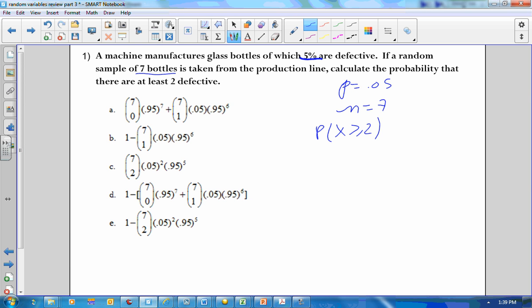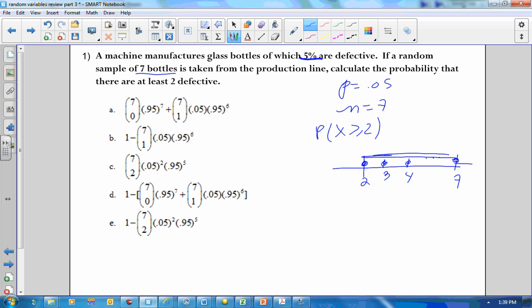Well, this looks like a binomial setting to me. There's 2 outcomes, defective or not defective. There's a fixed number of trials, n equals 7. Probability of success is the same from outcome to outcome. All right, but I want to know the probability that x is at least 2. So at least 2 could be, well, let's look at it on a number line. At least 2 would be 2, 3, 4, all the way up to my maximum, which was a sample of size 7.